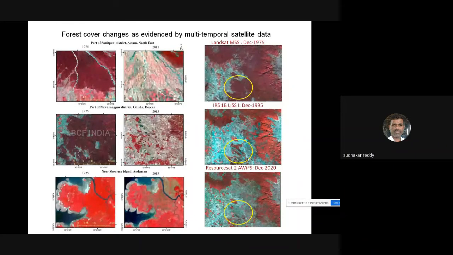Similarly, I have shown, for the part of Sonitpur district in Assam, 1975 versus 2013, there was large scale deforestation. Again, in the 1975 and 2013 time period, if you see for Nabarangpur district in Odisha, then for the North Andaman area for 1975 to 2013. So the satellite imageries provide evidence and also a quantifiable estimate to identify the change areas.